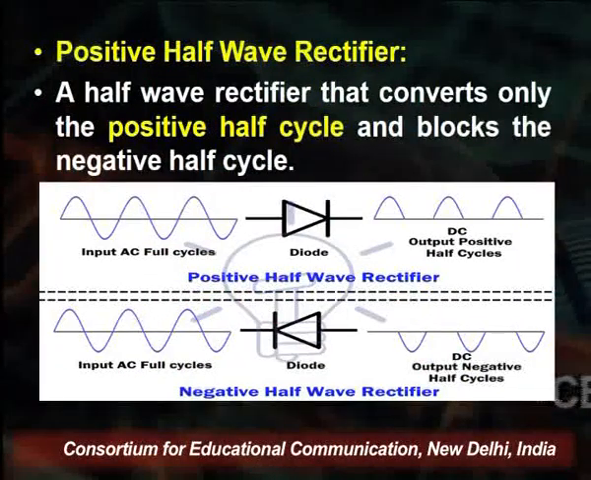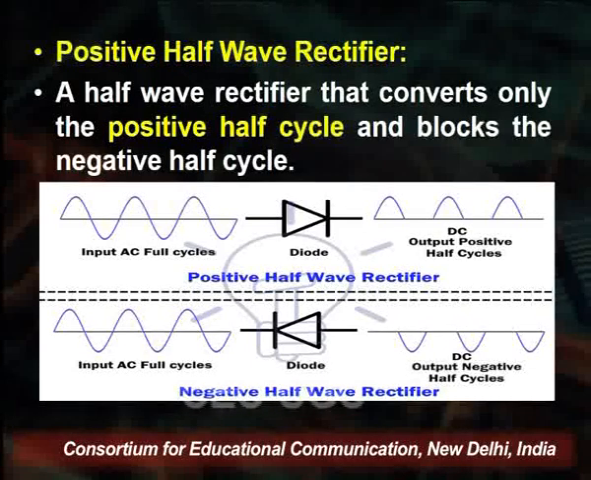So these are some of the parameters of the half rectifier. Now again, the half rectifier is subdivided into two parts: the positive half wave rectifier and the negative half wave rectifier. A half wave rectifier that converts only the positive half cycle and blocks the negative half cycle, taken from the source, and the picture is from the website.